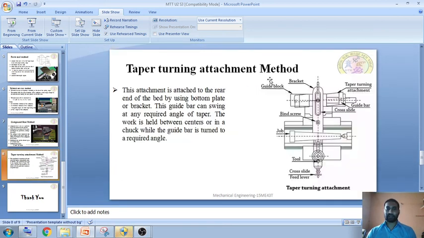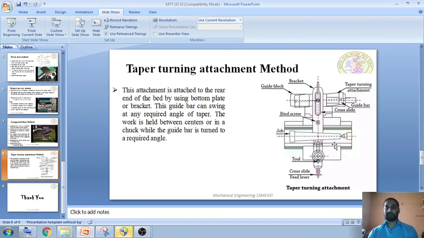Next is the taper turning attachment. A special attachment is used which has a guide bar placed on the lathe bed and a bracket which is connected to the cross slide. Then that guide block can be swiveled to a required angle. It is set to a required angle. Now the cross slide is moved on this guideway, so that taper turning will be performed.